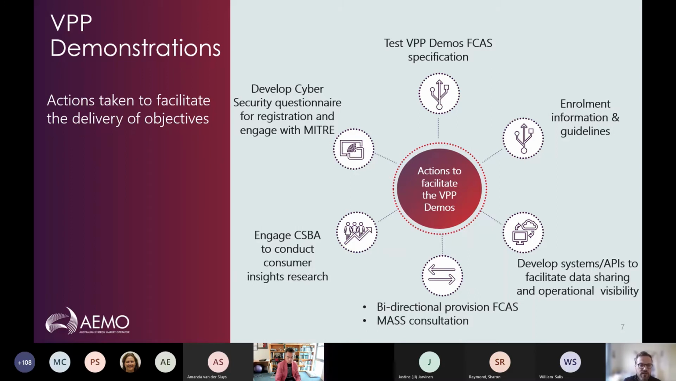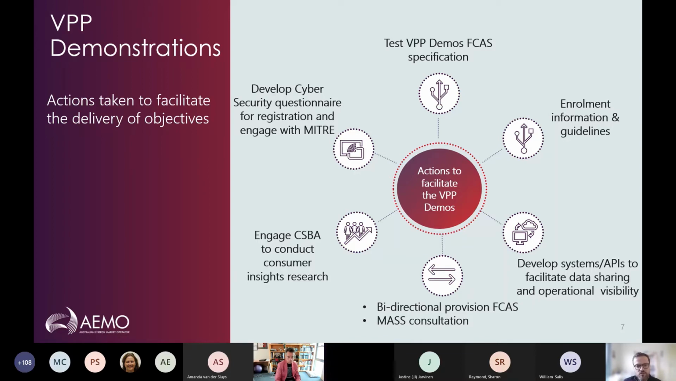And then the final set of actions to deliver on the objectives relates to cybersecurity. So we developed a specific cybersecurity questionnaire on registration, and that was based on the Australian Energy Sector Cyber Security Framework questionnaire. That's a much broader cybersecurity framework that applies to the broader energy industry, and there's a broader questionnaire on cybersecurity that participating entities have to complete. We developed a cut down version of that specifically for VPPs and required participating VPPs to complete that on registration.